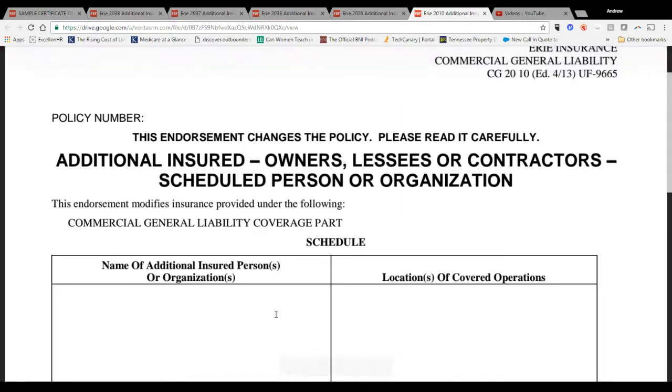They're either going to schedule a person or organization, and they're going to cover the location. So for every location that someone does work for you, they're going to have to name those locations in order to have coverage afforded under this policy.